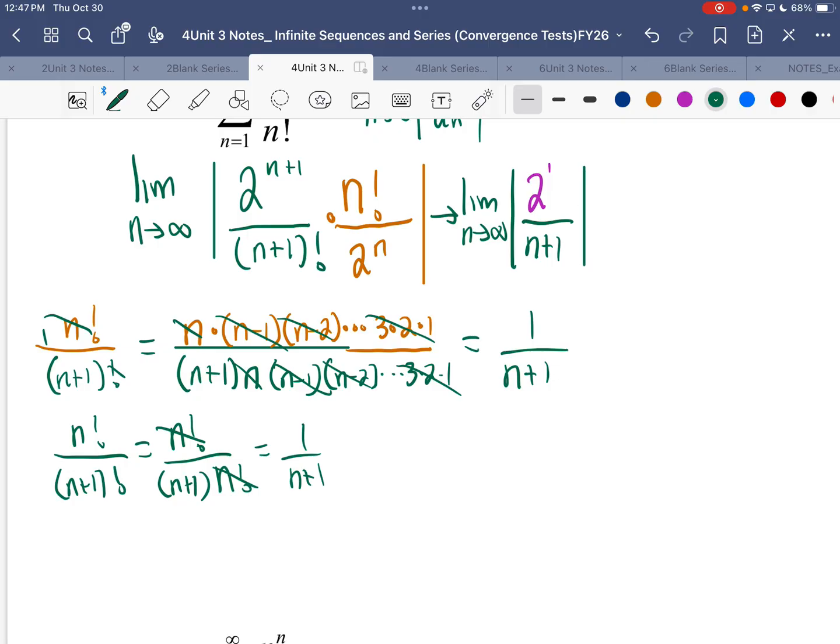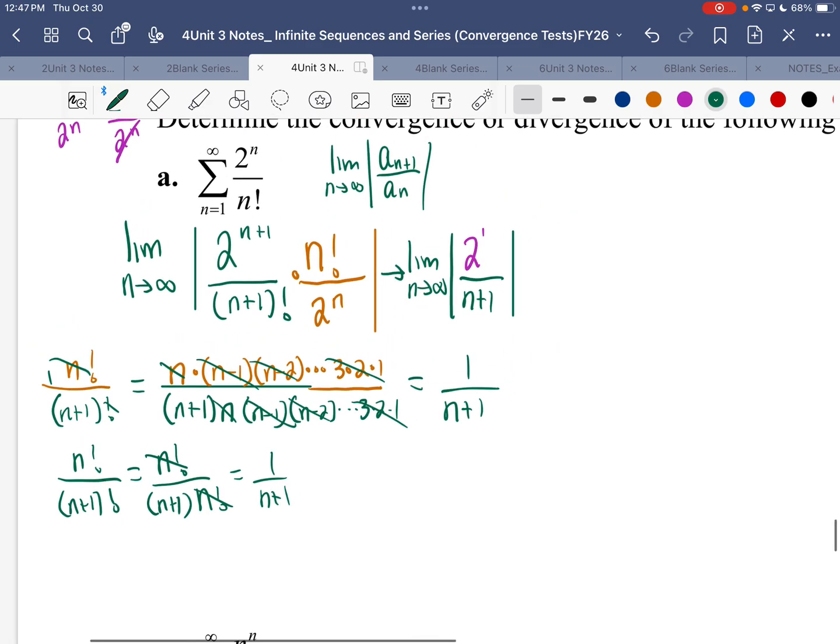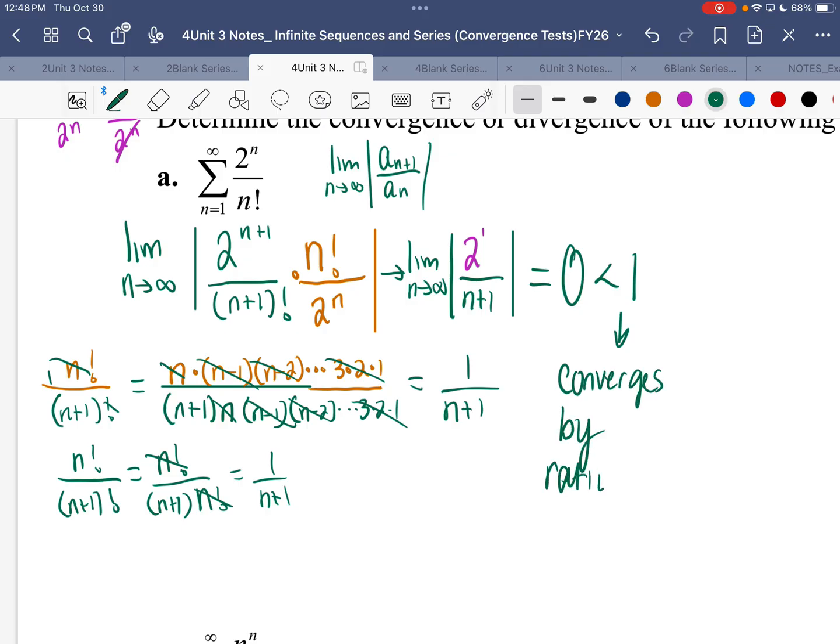Okay, so once we have simplified across the fraction bar, now we're evaluating the limit. What does this equal? 0, which is less than 1. Because the limit is less than 1, then we would say that the series converges by ratio test.